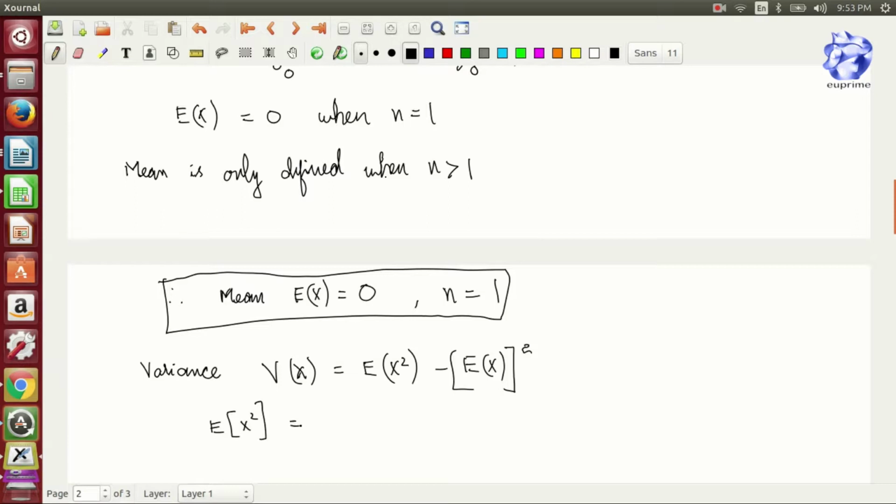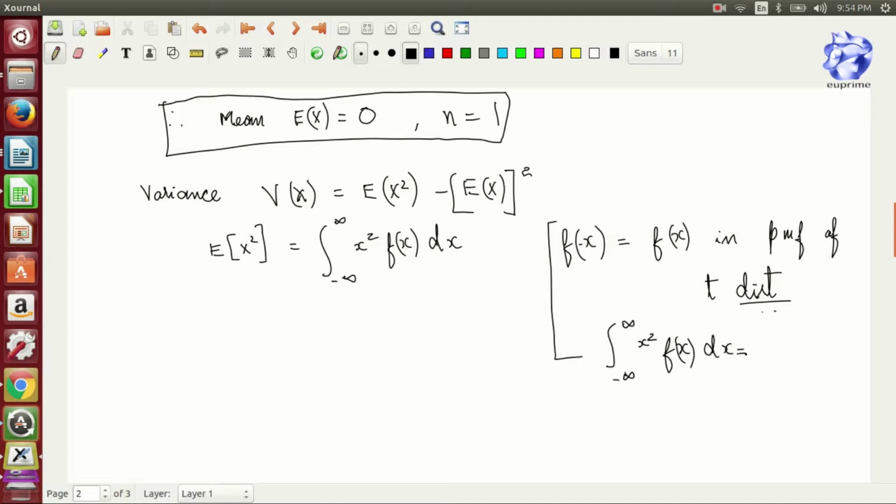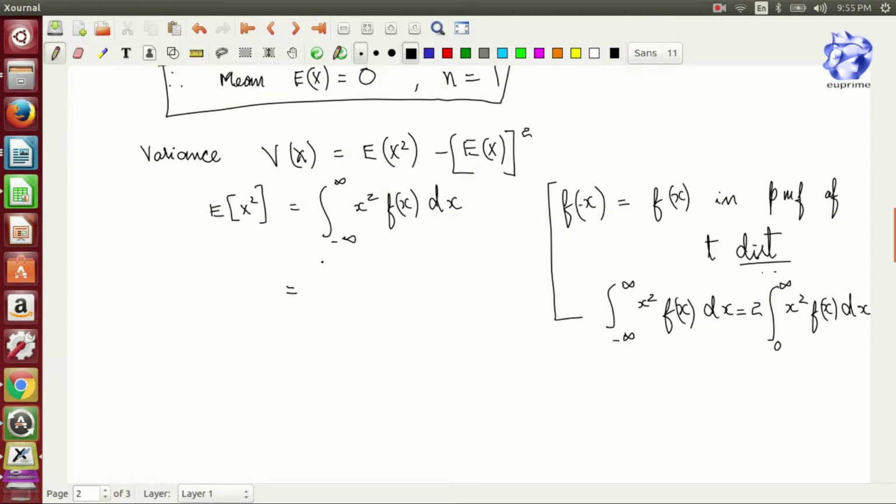Next we get the variance V of x, which is equal to E of x square minus E of x whole square. E of x square is given by the integration from minus infinity to infinity of x square f of x dx, where f of minus x is equal to f of x for the t-distribution, so the integral from minus infinity to infinity of x square f of x dx is equal to 2 times the integral from 0 to infinity of x square f of x dx.